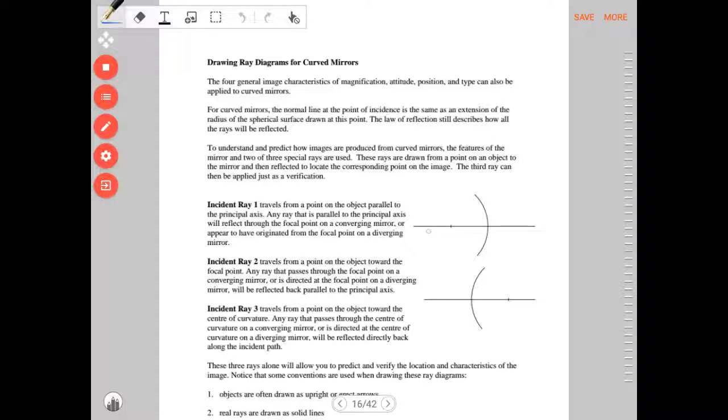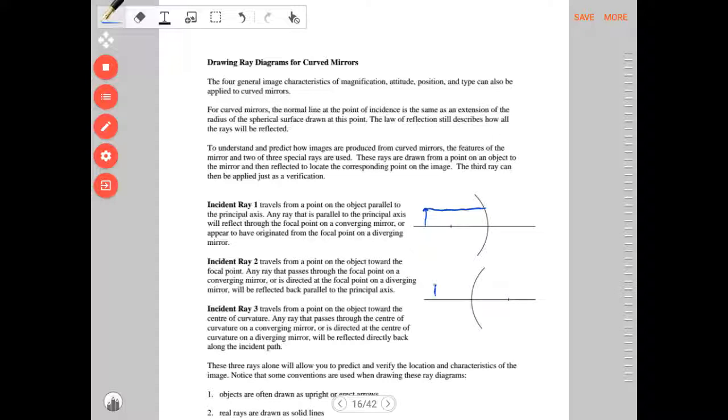We're going to draw an object as an arrow going up. That's my object. Ray 1 travels from a point on the object parallel to the principal axis. So we're going to draw a line parallel to the principal axis. Any ray that is parallel to the principal axis will reflect through the focal point on a converging mirror, or appear to have originated from the focal point on a diverging mirror.